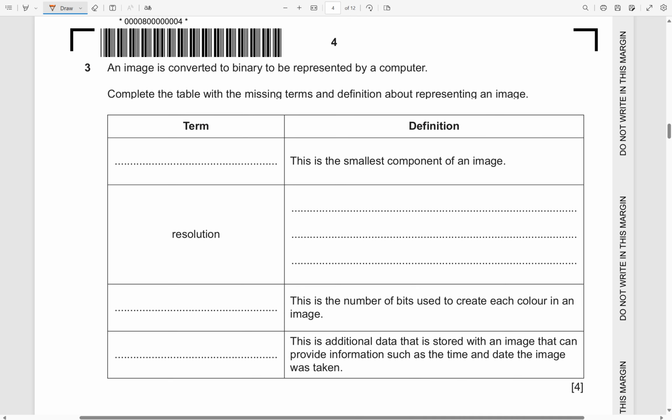Then number 3: an image is converted to binary to be represented by a computer. Complete the table with the missing terms and definition about representing an image. The first one, this is the smallest component of an image. That should be pixel.